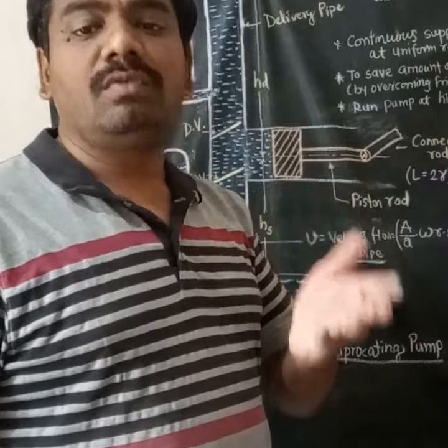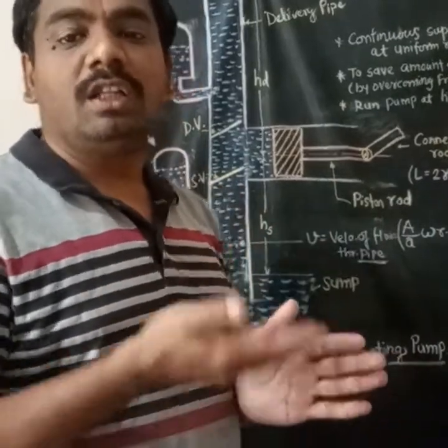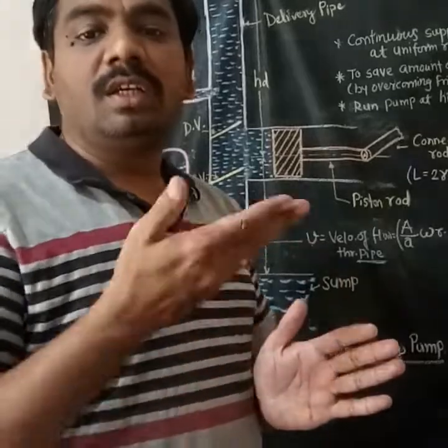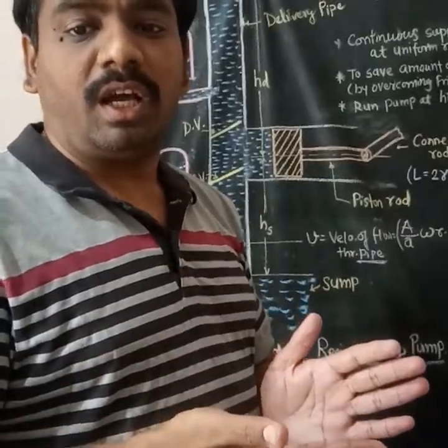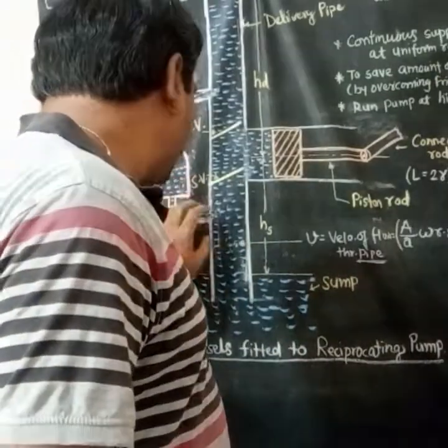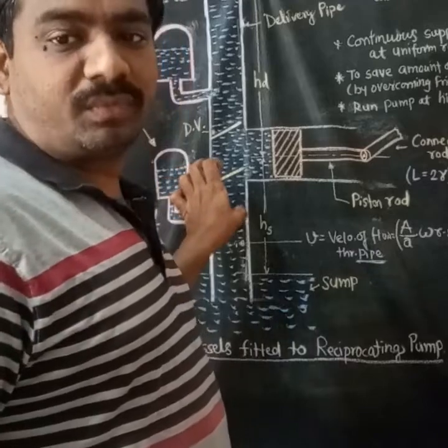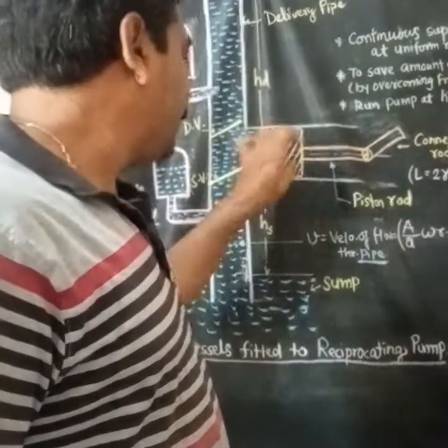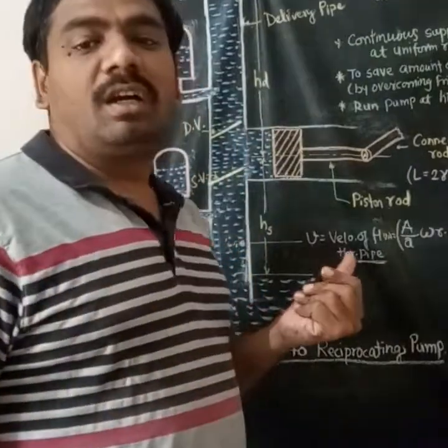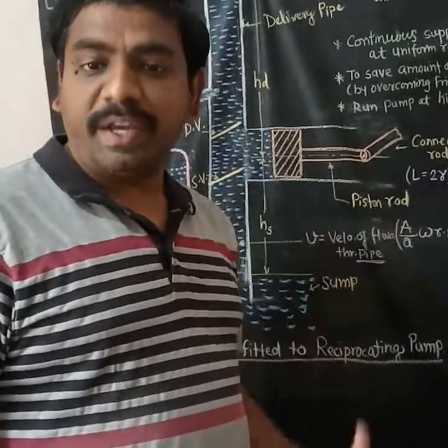So during the first half of the suction stroke, when more discharge is required in the cylinder because of the acceleration at the beginning of the stroke, this fluid will be supplied by the air vessel. This amount of fluid supplied by the air vessel tries to maintain the mean velocity of the fluid inside this pipe.